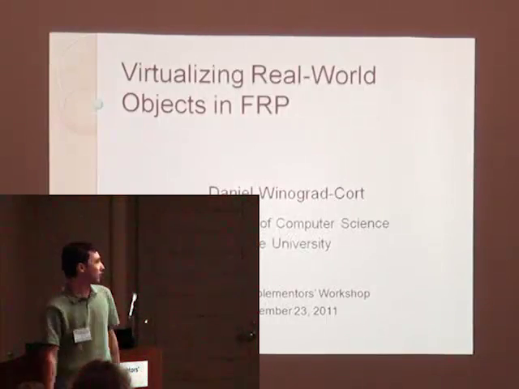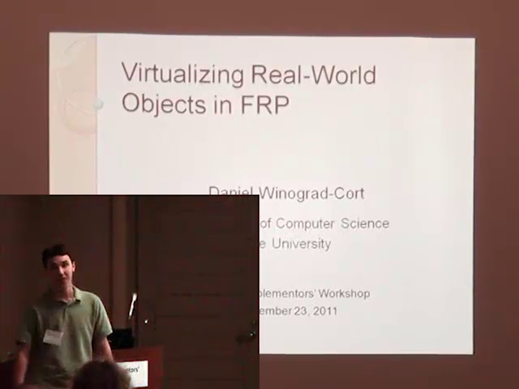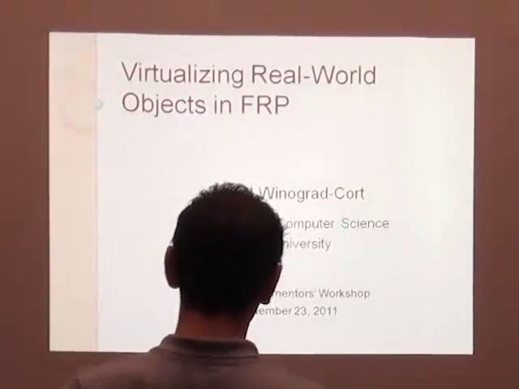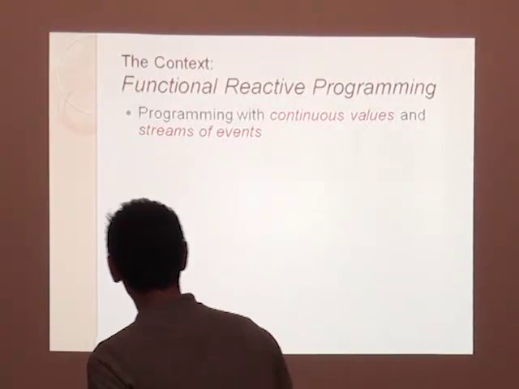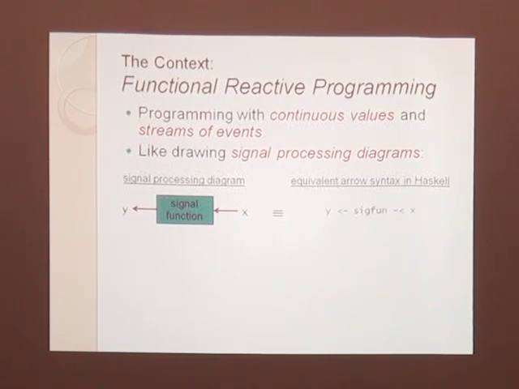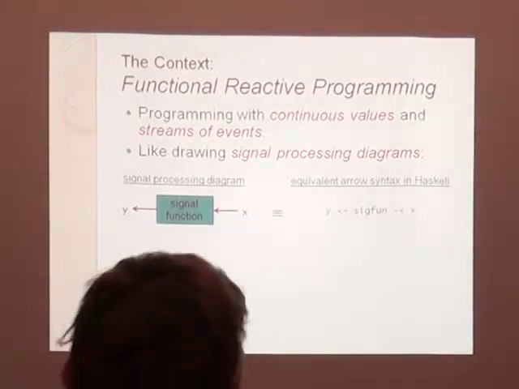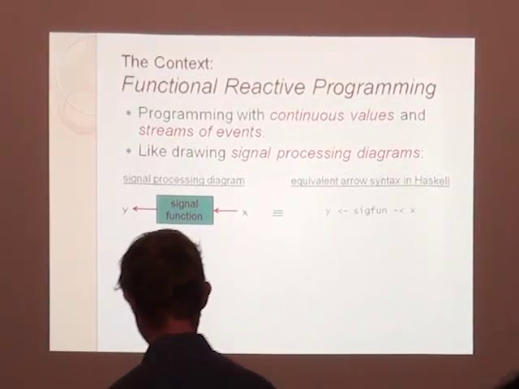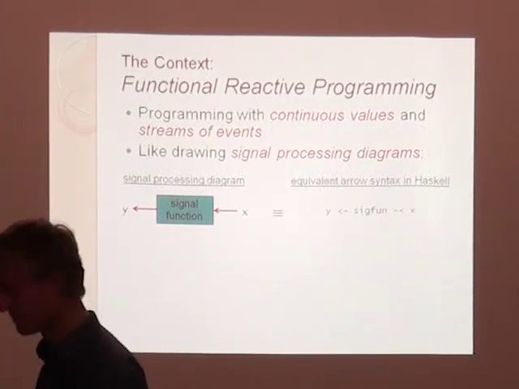Hi, I'm Winograd-Cort from Yale University, working with Paul Budek, and I'll talk about virtualizing real-world objects in FRP. So, FRP, functional reactive programming, is about programming with continuous values, or streams of events, streams of values. And when you do it, it's like you're making a signal processing diagram, you're drawing a box and pointer diagram.